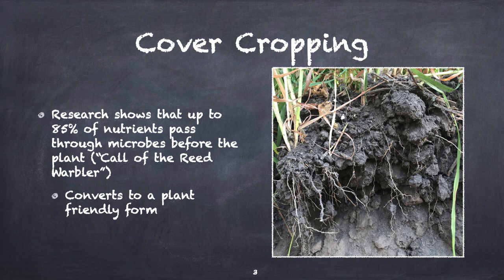Research shows that up to 85% of the nutrients that are taken up by the plant have to go through the microbes first. What the microbes are able to do is take that nutrient, break it down to a simpler form so that it's able to be taken up by that plant and be utilized.